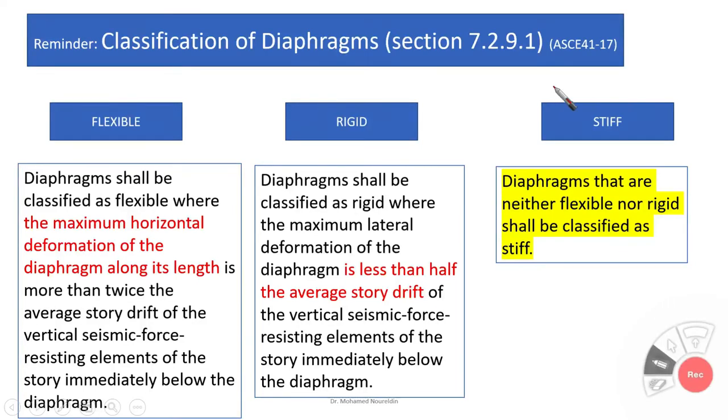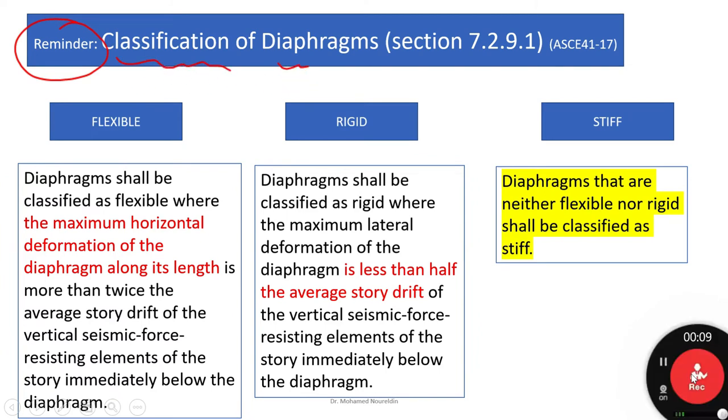Okay, in this video I'm going to talk about a reminder of what we have mentioned before regarding the classification of diaphragms, and we can find it under section 7.2.9.1 in ASCE 41-17. Remember well that I'm talking about ASCE 41, not ASCE 7, okay? And as I said before, 41 is for evaluating existing structures. And this is a reminder of the previous video that I have talked about regarding the two main conditions.